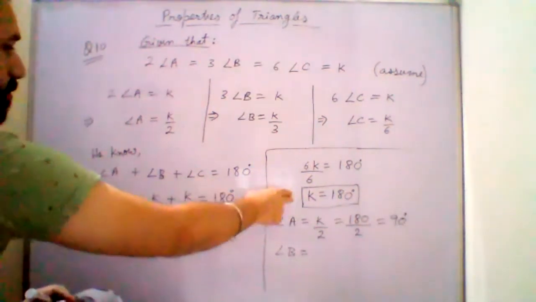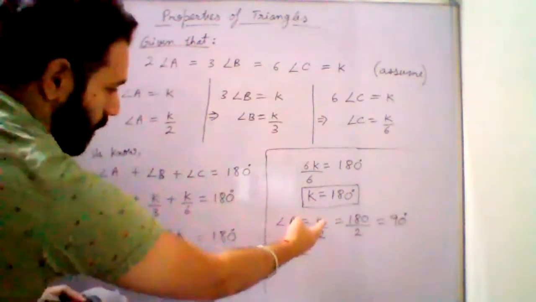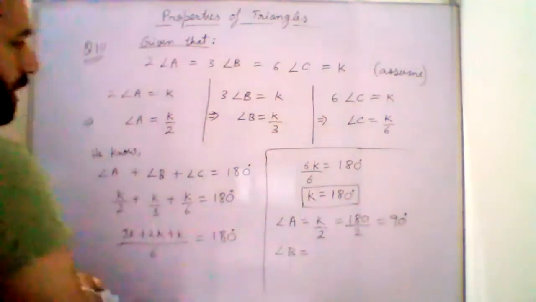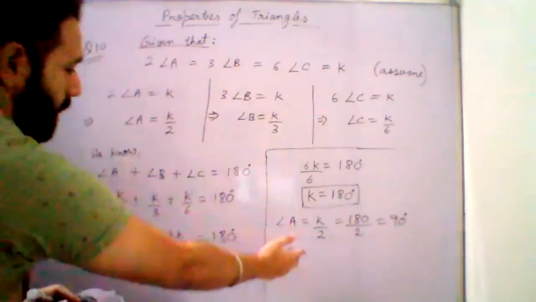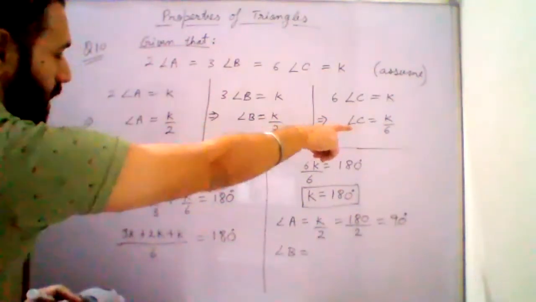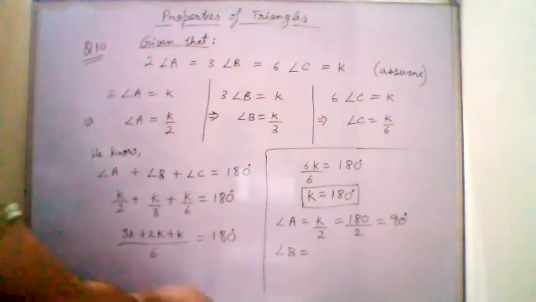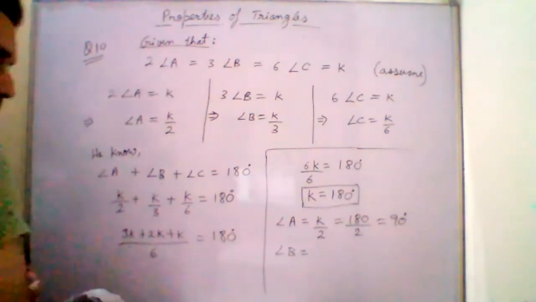Now put the value of k in all the three cases. Angle A, put the value of k here. You will get angle A equals 90. Put the value of k here. You will get angle B equals 60. And then put the value of k there. You will get angle C equals 30 degrees. 90, 60 and 30. Understood? Yes, sir. Okay. Next question.